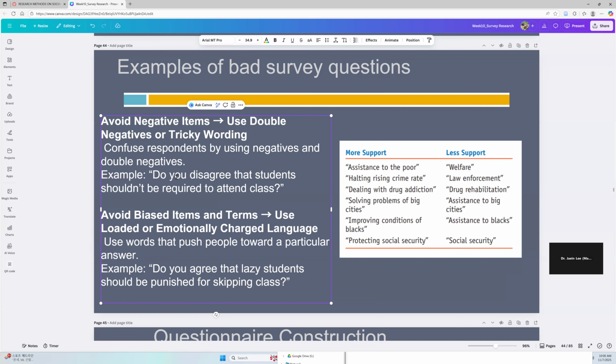So, do you disagree that students shouldn't be required to attend the class? What does it mean? Do you agree that students should be required to attend this class? It's very hard. Do you disagree that students shouldn't be required to attend the class? So you mean, do you agree that students should be required to attend the class? Yes, double negatives are very confusing.